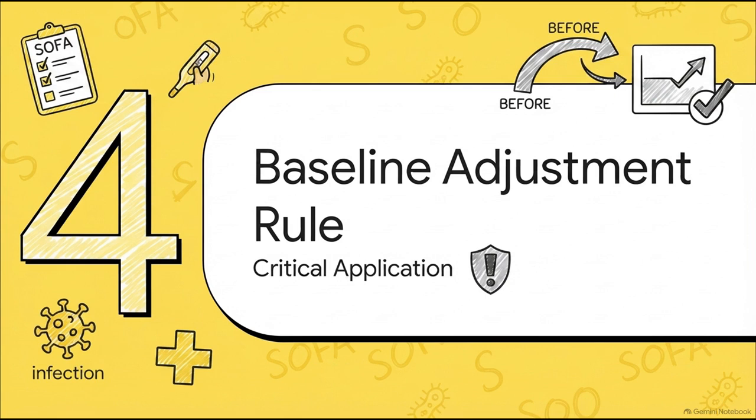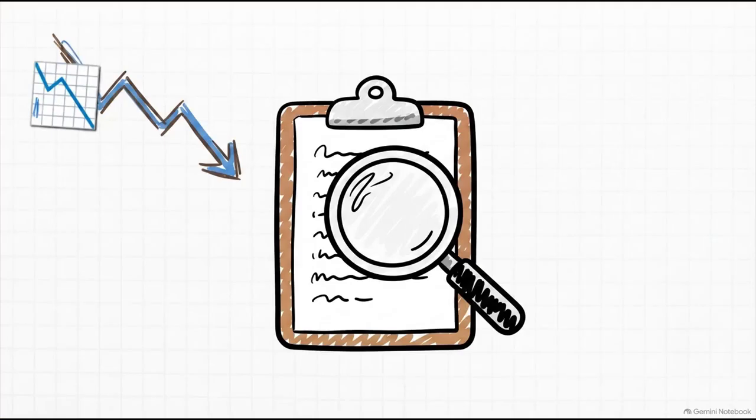This is a critical application concept. I literally cannot overstate this point. This is arguably the most critical concept for real-world chart auditing. The SOFA score must be confirmed using the patient's baseline clinical information. Why does this matter so much?